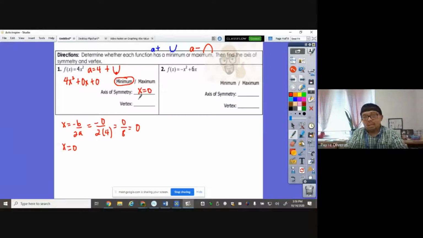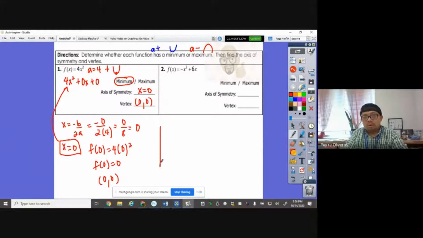That's basically the y-axis. For the vertex here, you plug the 0 back into the equation. So you're going to find f of 0, 4 times 0 squared. Obviously, 0 squared is 0, times 4 is 0. So f of 0 is 0. So the vertex here is (0, 0), or the origin.